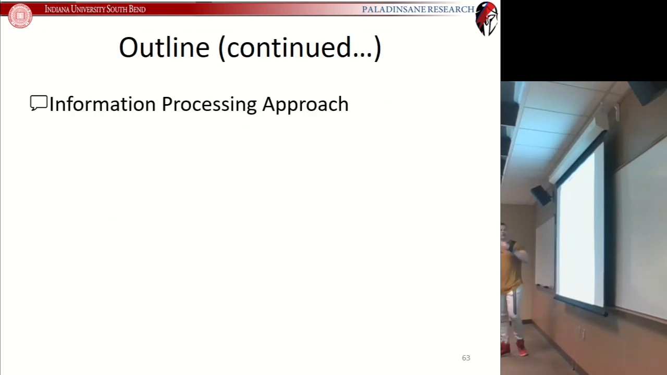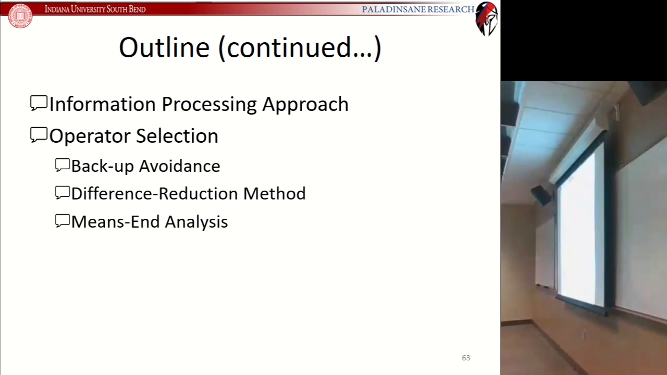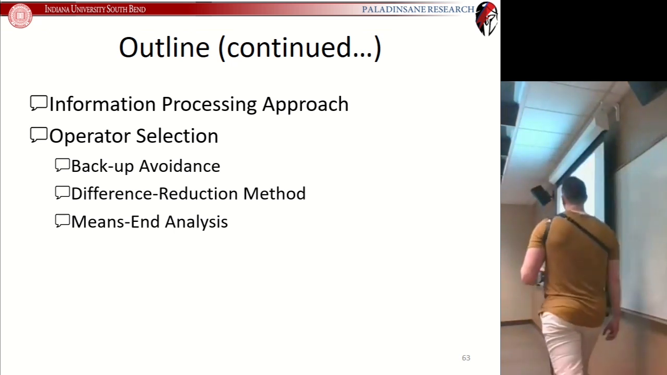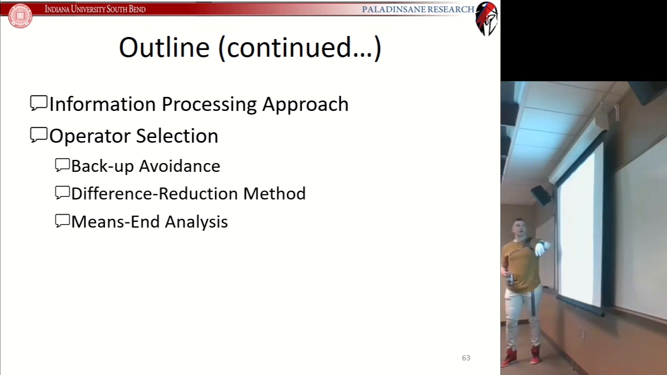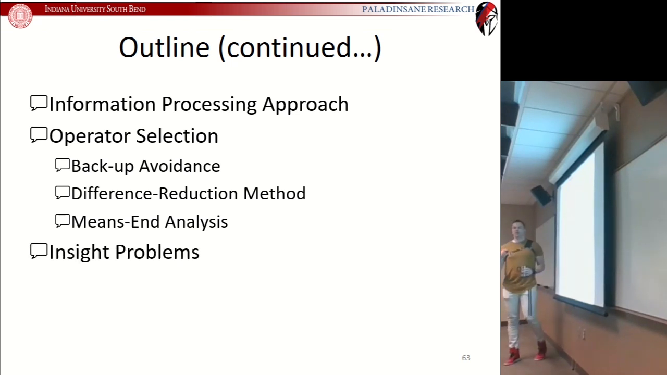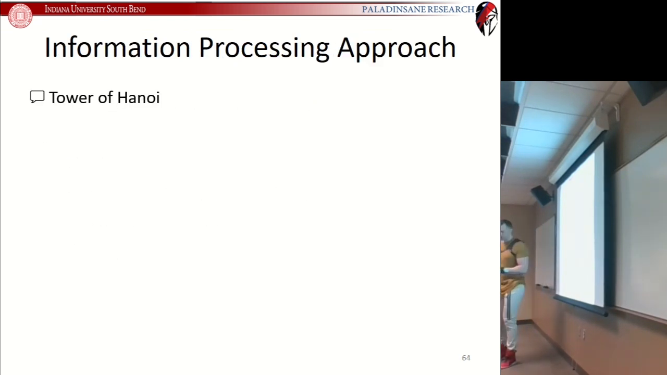All right, so we are now going to introduce the information processing approach. We're going to take a look at operator selection. We're not going to get through all of this, but we'll see where we can get to. And we'll take a look at operator selection, basically how do you navigate the problem space, backup avoidance, difference reduction method, means end analysis, and then we'll reapply it to insight problems to see why these insight problems are so, so very difficult. All right, information processing approach.